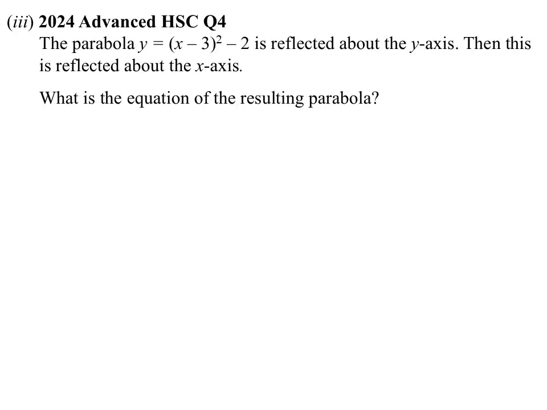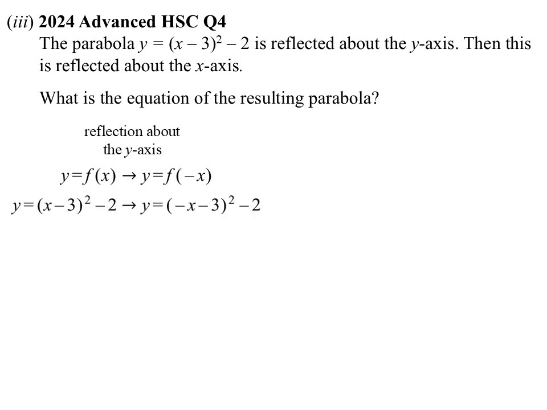Let's have a look this way. That came from last year's paper. Parabola y equals (x minus 3) squared minus 2 is reflected about the y-axis, then is reflected about the x-axis. What is the equation of the resulting parabola? So, reflection about the y-axis means y equals function x becomes y equals function negative x. (x minus 3) squared minus 2 becomes y equals (minus x minus 3) squared minus 2. I'm replacing the x with negative x. Everything else is staying the same there.